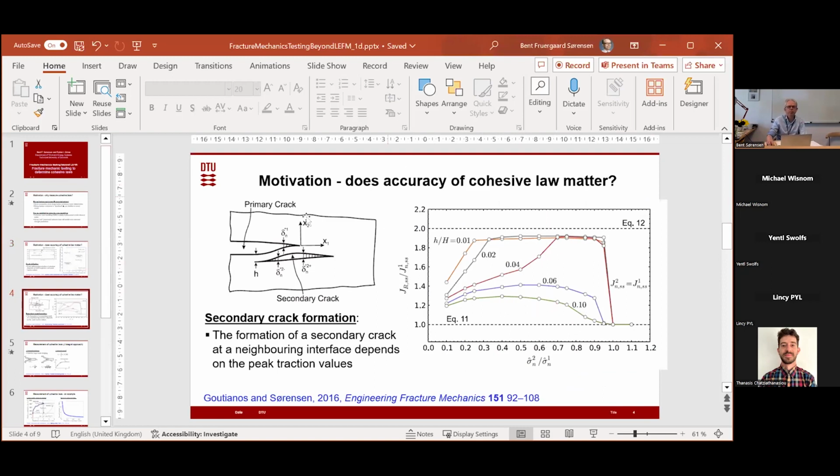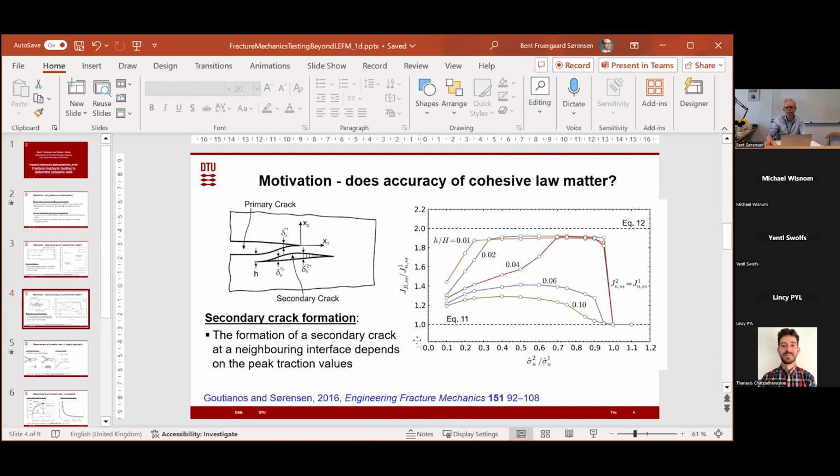This is another study related to the formation of a secondary crack. The formation of a secondary crack is actually also beneficial because if you grow a primary crack, we have one crack fracture process zone that takes up energy, but with a secondary crack, we can have two fracture process zones, so we can have maybe almost doubling of the macroscopic fracture energy.